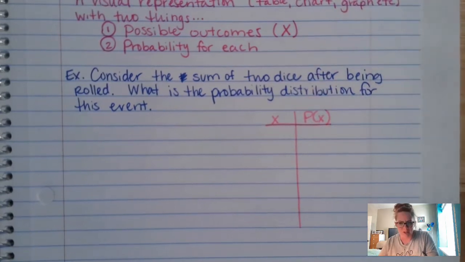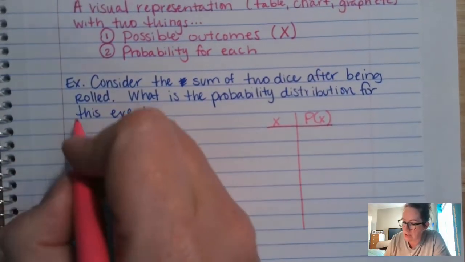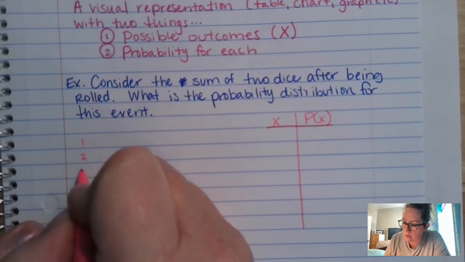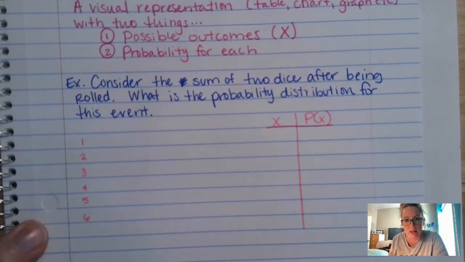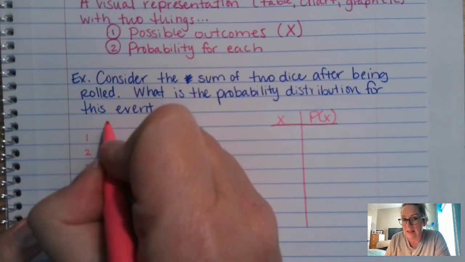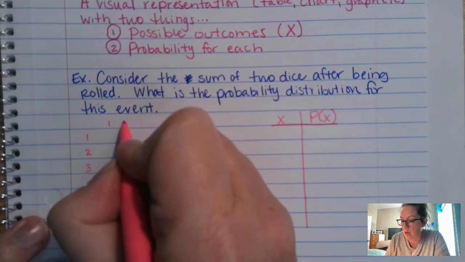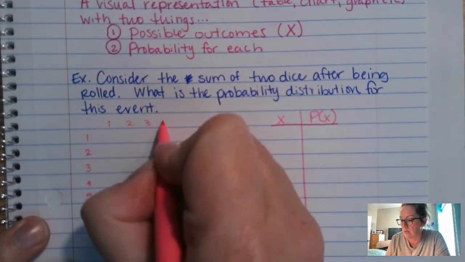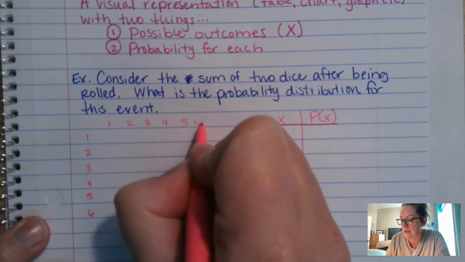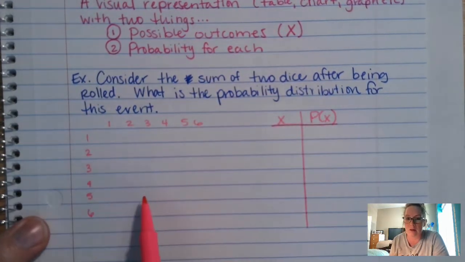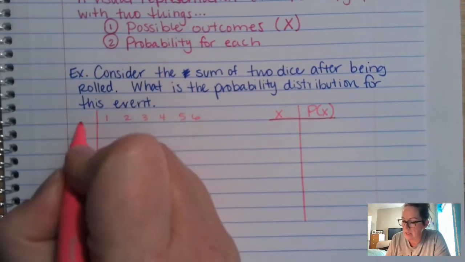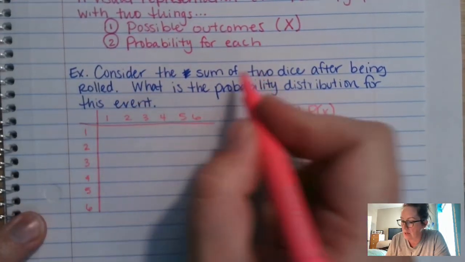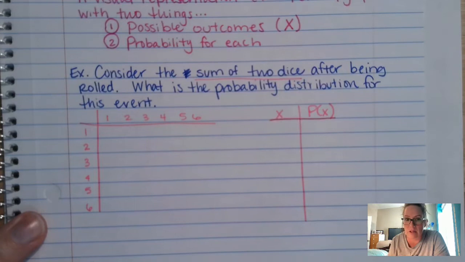So what are the options when we roll some dice? So let's look at this. We can get 1, 2, 3, 4, 5, 6 when we roll the first dice, right? If we roll the second dice, we could get the same thing. 1, 2, 3, 4, 5, 6. Okay, so these are the options on our dice. We're taking the sum of these because it says right here, the sum of two dice being rolled.